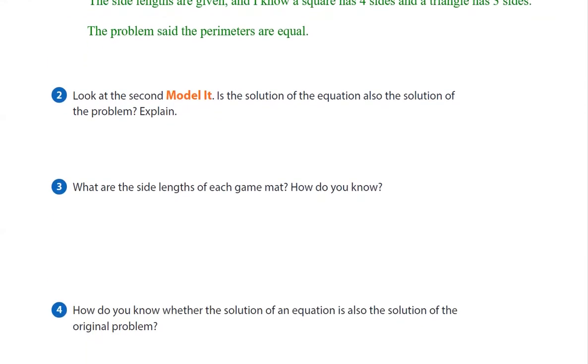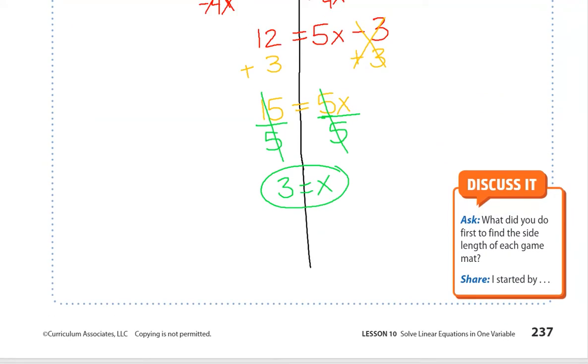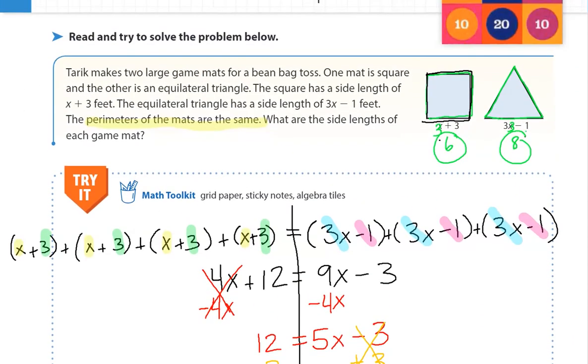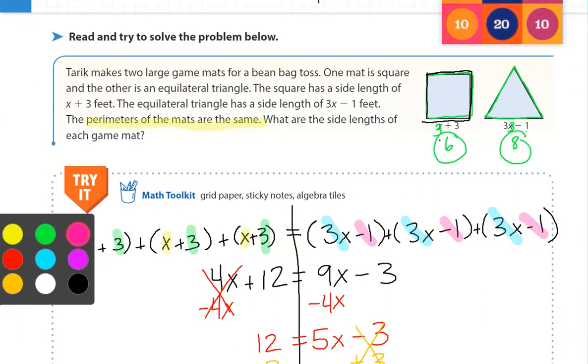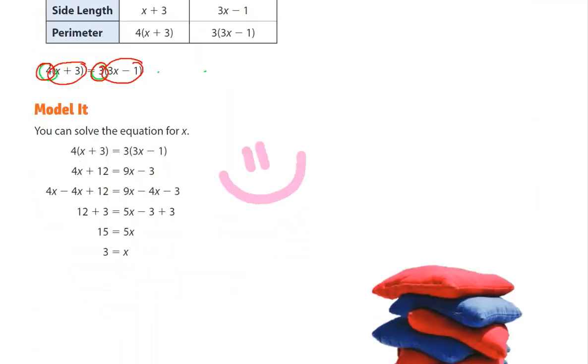Look at the second model. Is the solution of the equation also the solution of the problem? Well, remember, the solution to the equation was 3. X is 3. But the problem, did they ask what's x? No, they asked what are the side lengths of each game mat. So we had to take it one step further and plug in x for those. So no, it's not.